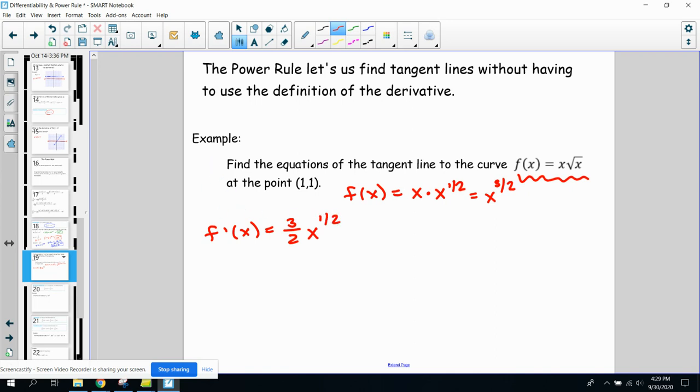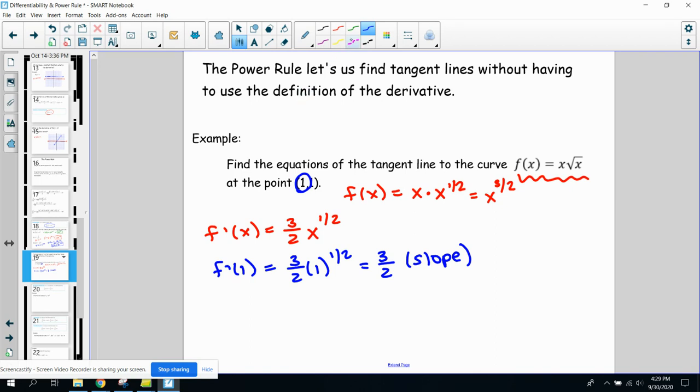So that's my derivative. Because I want to find the tangent line, I have to find the slope, and the slope is a number. So this is the equation to find the slope, but I'm using the point 1, 1, so that x value of 1 is what I'm going to plug in. So f prime at 1 is going to be 3/2 times 1 to the 1/2, which is 3/2. So this is the slope of the tangent line at the point 1, 1.